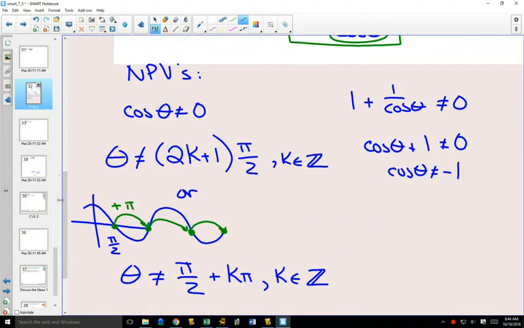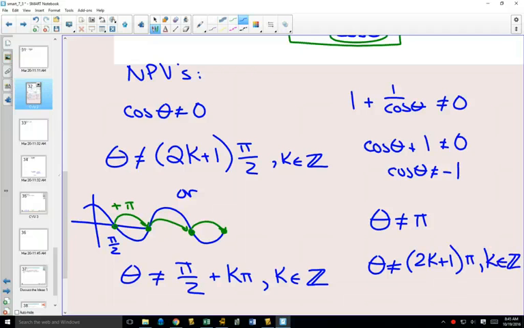Is that on our pi plate? What angle? Theta can't equal pi. That would be one of them. What would the next one be? 3 pi, 5 pi, 7 pi. So here, you could say those are all odd numbers times pi. So we could write it as theta can't equal, if we notice that they're all the odd numbers times pi, we could write it this way.